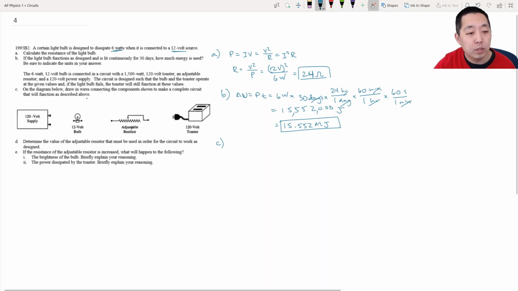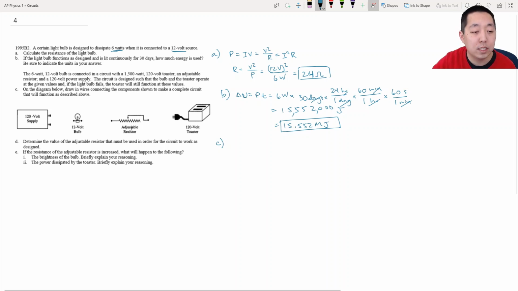On the diagram below, draw in wires connecting... Oh, actually, no. So it's a 6 watt 12 volt bulb connected in a circuit with a 1500 watt 120 volt toaster, an adjustable resistor, and a 120 volt power supply. The circuit is designed such that the bulb and the toaster operate at the given values, and if the light bulb fails, the toaster will still function at these values. On the diagram below, draw the wires and components to make the complete circuit that will function as described above.